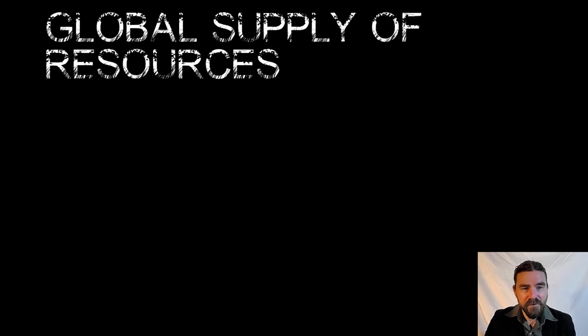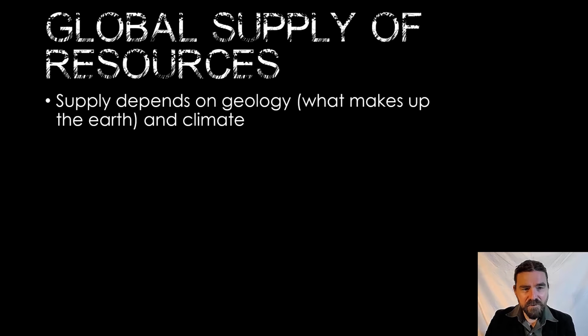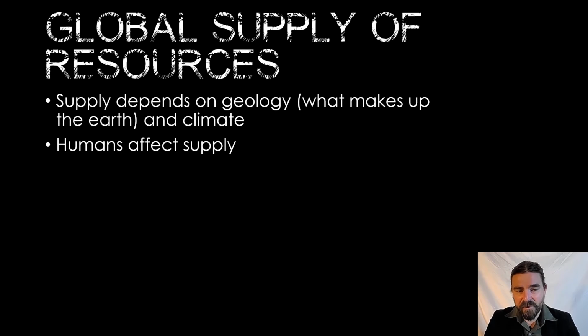Okay, let's talk about the global supply of resources just quickly. When we say supply of resources, we mean like where in the world all the minerals and the gold and the oil and the iron, where is that found? So the global supply of all these resources depends on geology, i.e. what's going on underground, and climate. Humans can affect the global supply of resources, obviously how much oil and stuff like that we use.